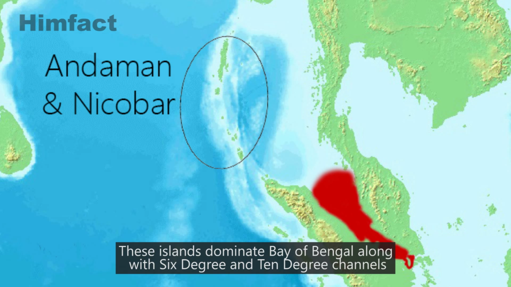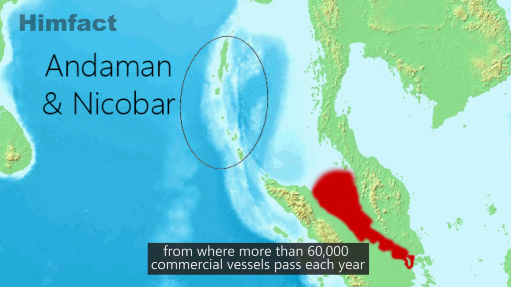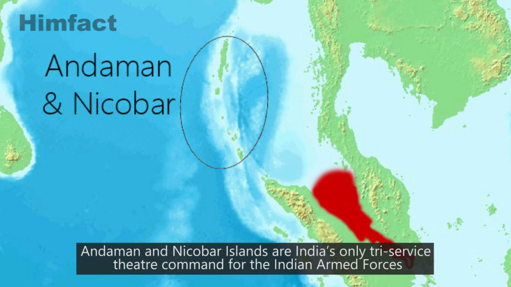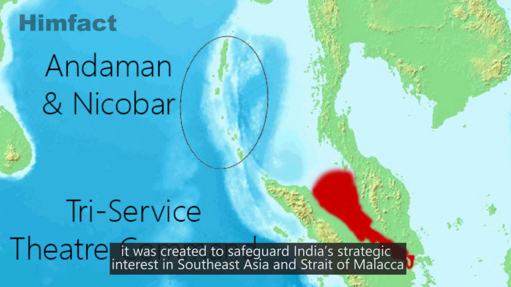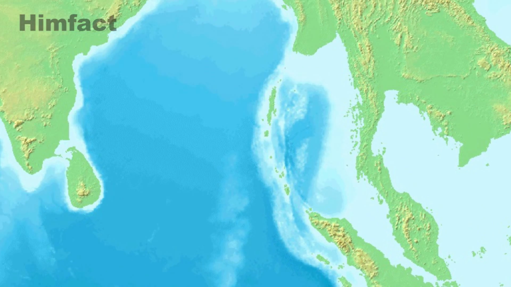These islands dominate the Bay of Bengal along with the 6-degree and 10-degree channels, from where more than 60,000 commercial vessels pass each year. Andaman and Nicobar Islands are India's only tri-service theatre command for the Indian Armed Forces. It was created to safeguard India's strategic interest in Southeast Asia and the Strait of Malacca.